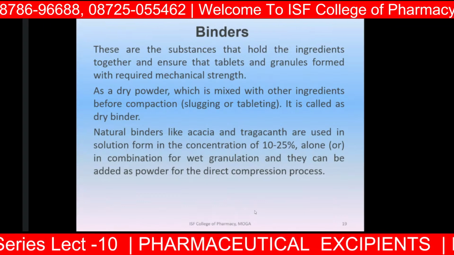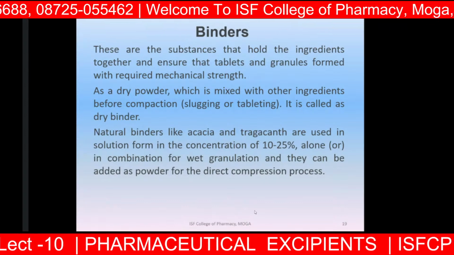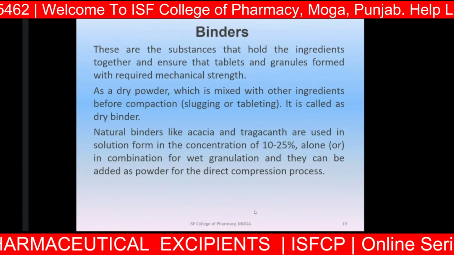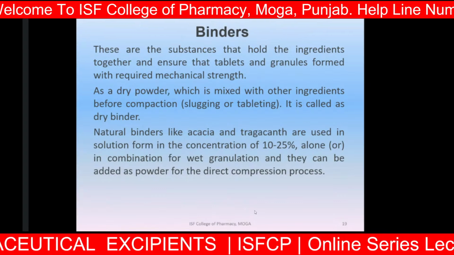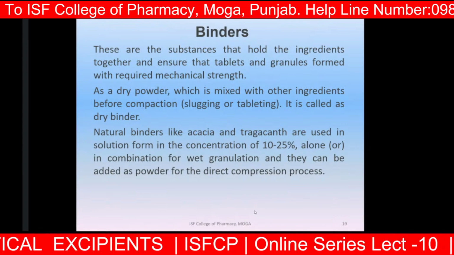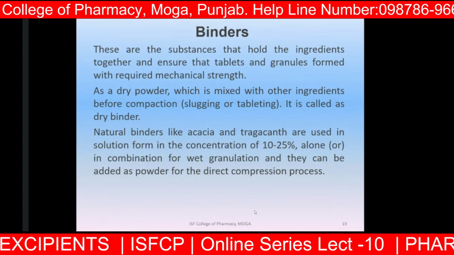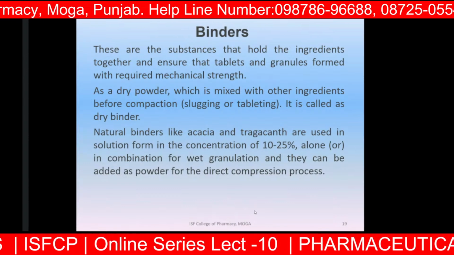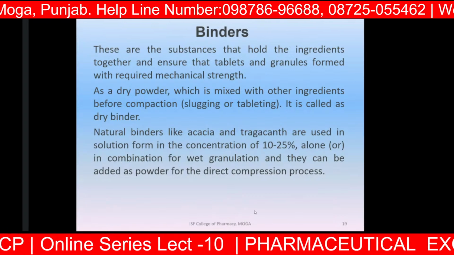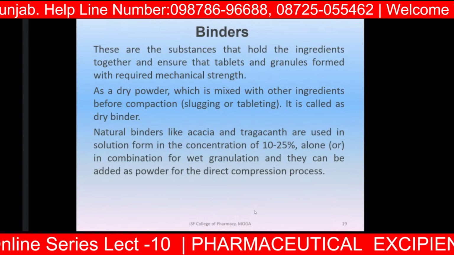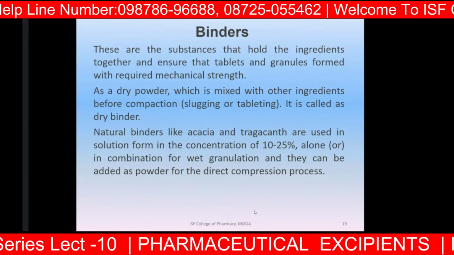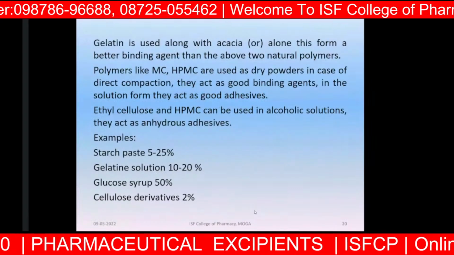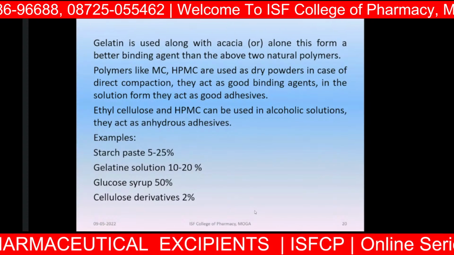Natural binders like acacia and tragacanth are used in solutions formed at a concentration of 10 to 25%, alone or in combination, for wet granulation, and they can be added to the powder for the direct compression process. Examples of binders: starch paste at a concentration of 5 to 25%, gelatin solution at 10 to 20%, tragacanth at 10 to 25%, glucose syrup 50%, cellulose derivatives 2%.